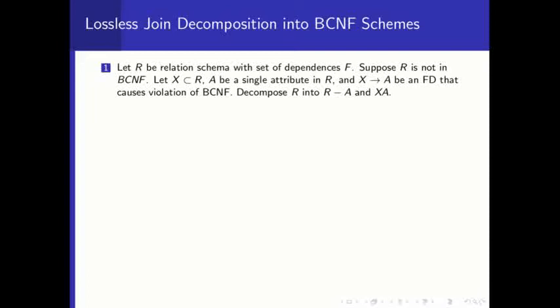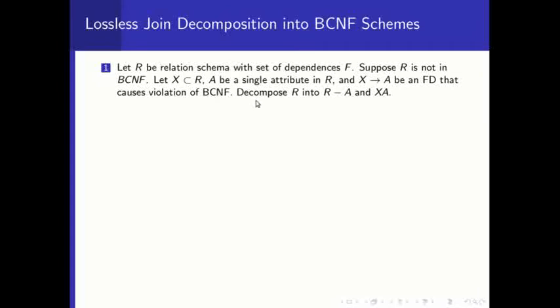Before that, what is the rule? We will say what the rule is. Let R be a relation schema with a set of dependencies F. Suppose R is not in BCNF. Let X be a subset of R, where R is our original set of attributes, and let A be a single attribute in R, and X determines A be an FD that causes violation of BCNF.